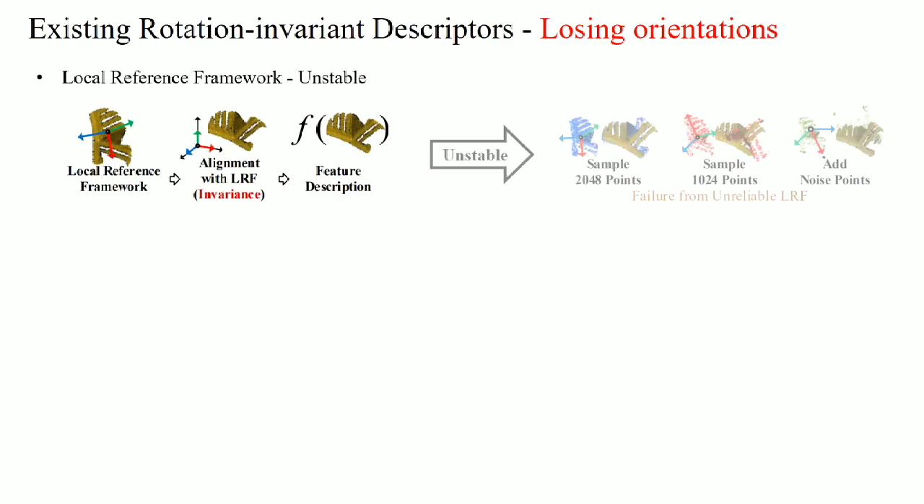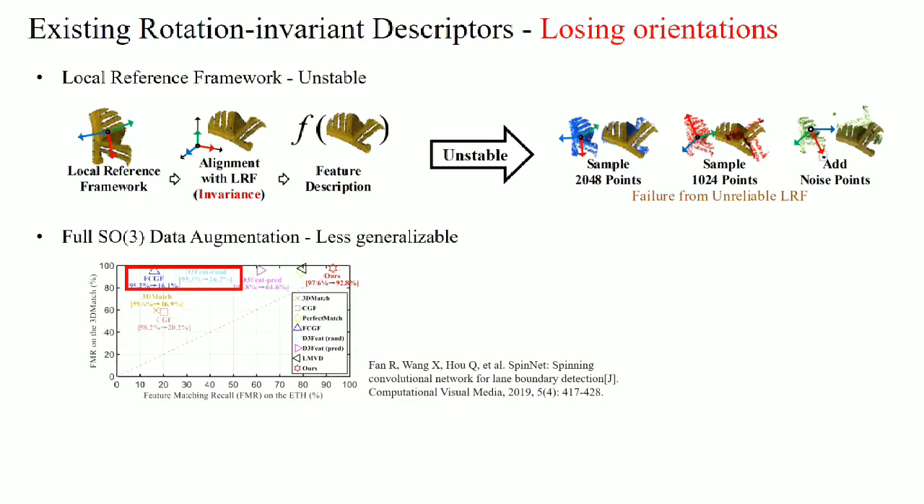However, the local reference frame is sensitive to noise and point density variance. The unstable local reference frame causes unstable patch alignment and unreliable rotation invariant descriptors. It means that using a local reference frame to lose orientation information is unreliable. Some other methods resort to data augmentation or handcrafted descriptors that have been proved to be less generalizable or discriminative. Thus, rotation invariant descriptor construction is still a challenging problem.